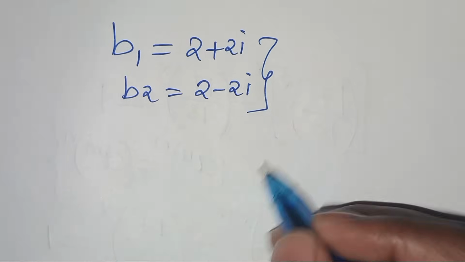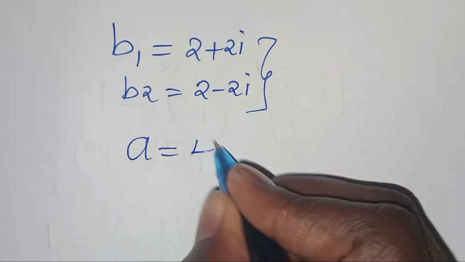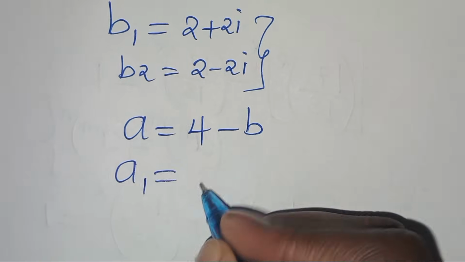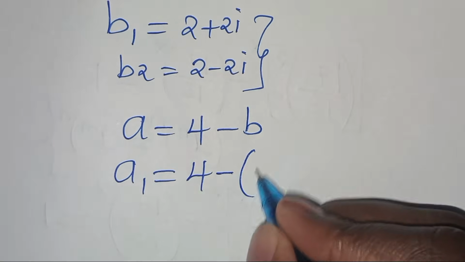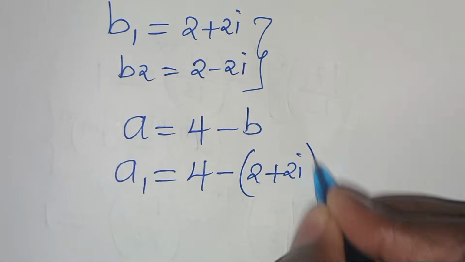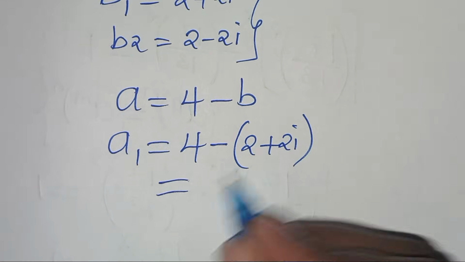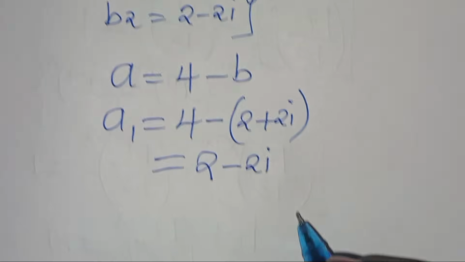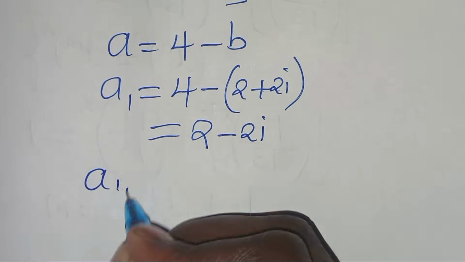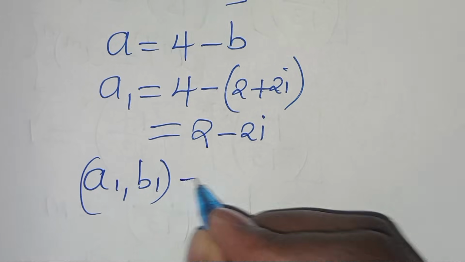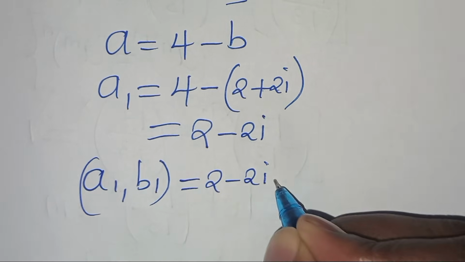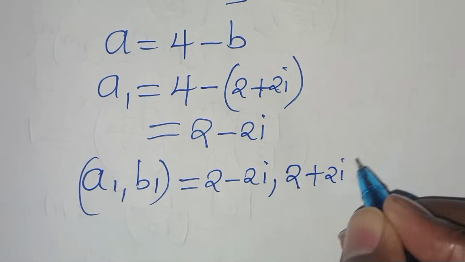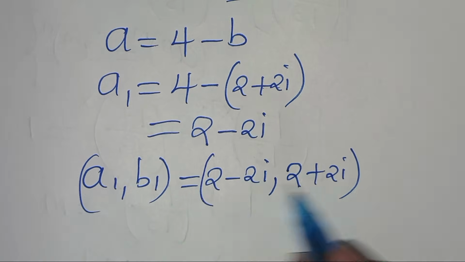Now from equation 3, we have that a is equal to 4 subtract b. So we have a1 will be equal to 4 minus b1, which is 2 plus 2i, so that we have 4 minus 2, which is 2, minus times plus 2i, this is minus 2i. So we have the first set of solution here, a1, b1, this is equal to 2 minus 2i, 2 plus 2i. This is the first set of solution that we have.